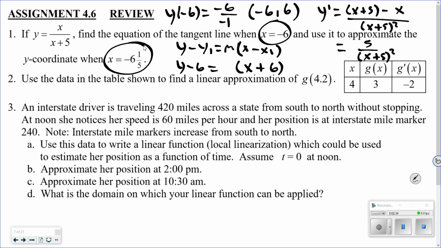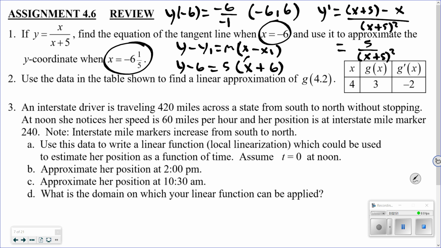Now I want to plug -6 in there to find the slope. So if I plug in -6 on the bottom, I get -6 plus 5 is -1. Squared is 1. 5 divided by 1 is 5. So I end up with 5 as my slope. So there's the equation of my tangent line. We've done that a lot before. Now what I'm using it for is to approximate the y when x is -6 1/5.